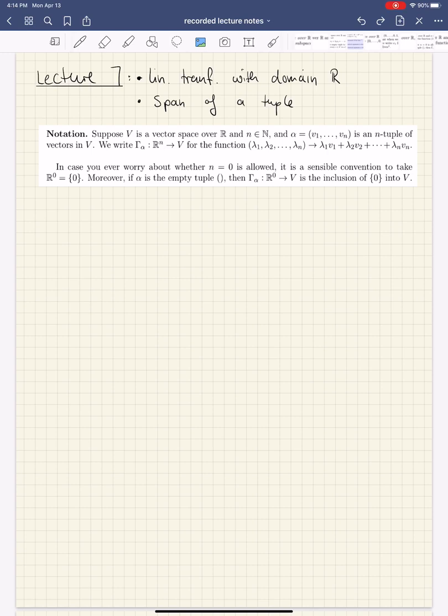Hello and welcome to lecture 7. Today we're going to talk about linear transformations with domain R, and in the second part we're going to talk about the span of a tuple. So to start here, let us fix some notation.